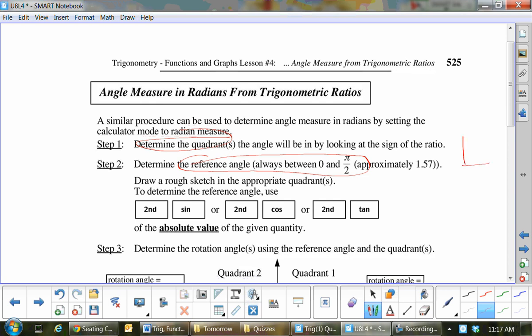Every answer you need is in there because I only find out the positive angle, and there's no such thing as a reference angle greater than 90. Right? So between 0 and 90, that's how you can get your reference angle.